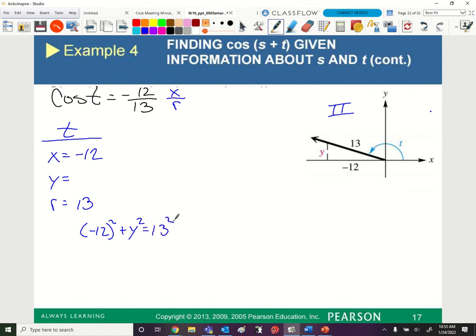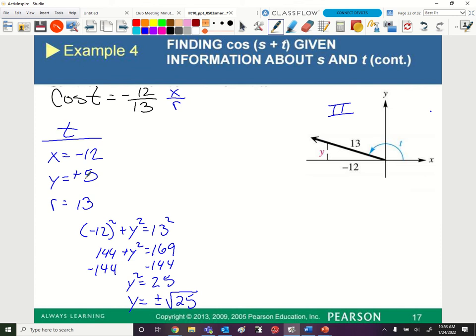Equals 13 squared. I get 144 plus y squared equals 169. Subtract 144 from both sides. So y squared is equal to 25, and right here we're going to get y is equal to plus or minus the square root of 25. Now, since we said that y is positive in quadrant 2, that means the square root of 25 is going to be a positive 5 right there. So I get a positive 5 from that.